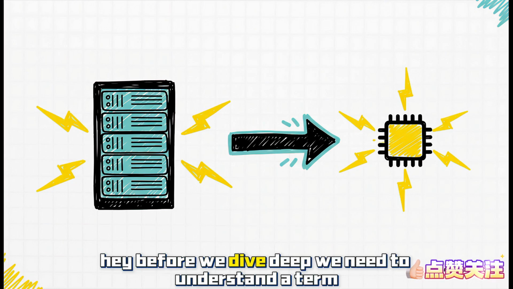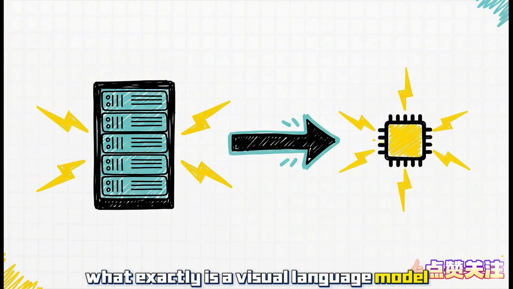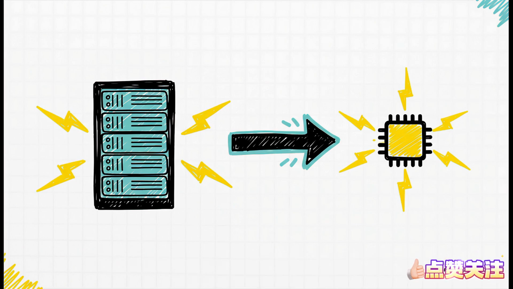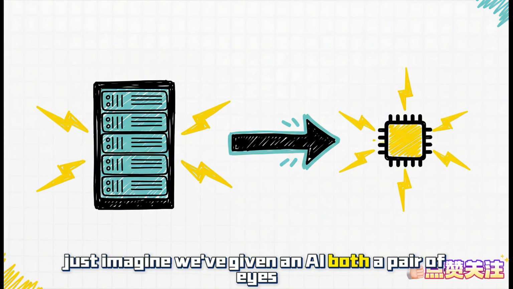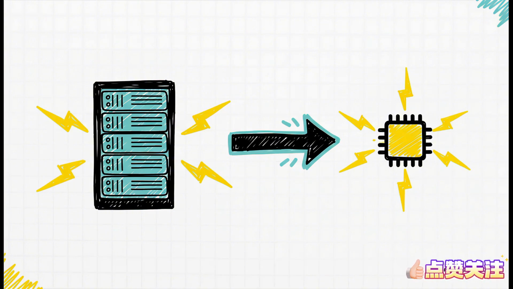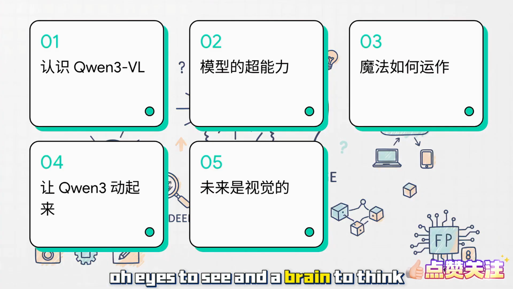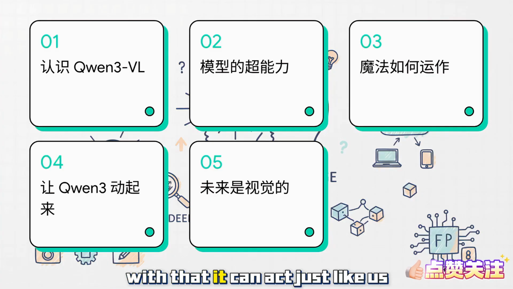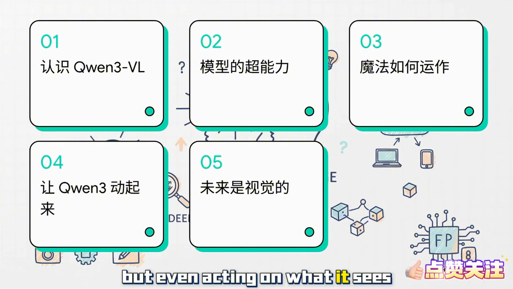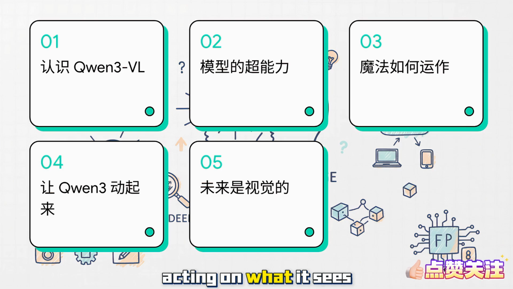Hey, before we dive deep, we need to understand the term. What exactly is a visual language model? Right, you need to explain that, or it'll be confusing. It is actually simple. Just imagine we've given an AI both a pair of eyes and a brain that can understand what it sees and hears. Oh, eyes to see and a brain to think. With that, it can act just like us. Not only describing what it sees, but even acting on what it sees.